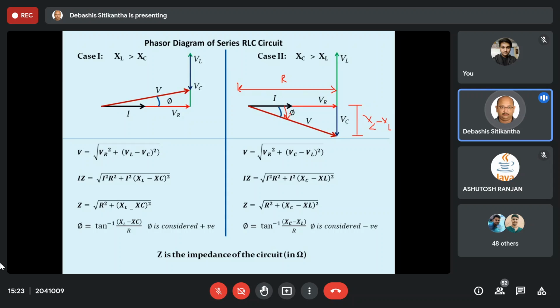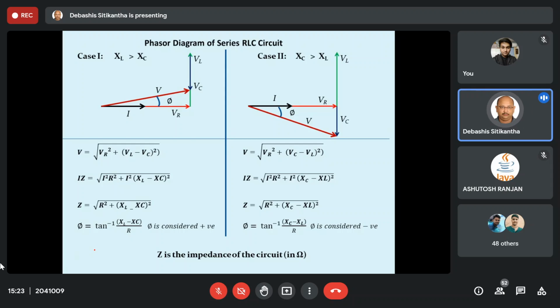This is the most important thing, because you may find questions where you will be told that an unknown element is connected across a sinusoidal AC supply, and the value of this phi is found to be minus 21 degrees.